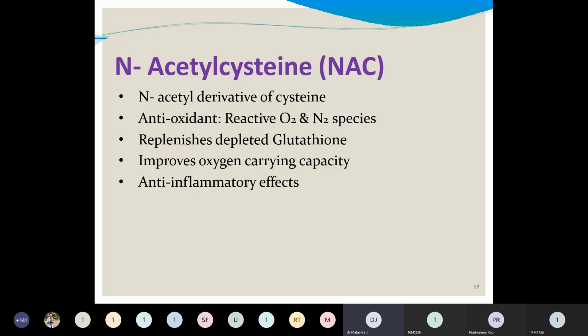What is N-acetylcysteine? It is a derivative of cysteine, an antioxidant against reactive oxygen and nitrogen species. It replenishes depleted glutathione. It improves the oxygen carrying capacity, and it has an anti-inflammatory effect.